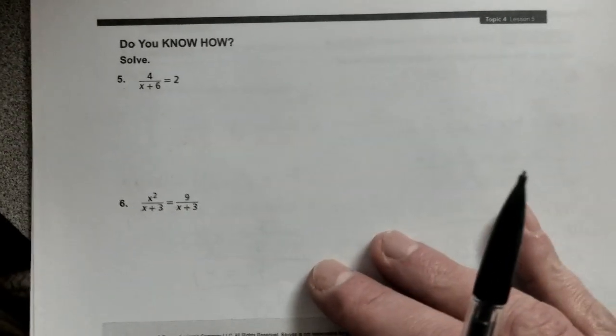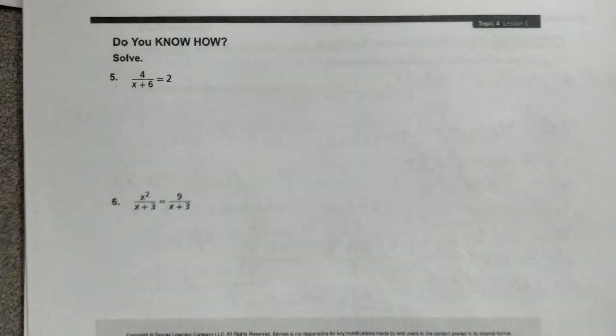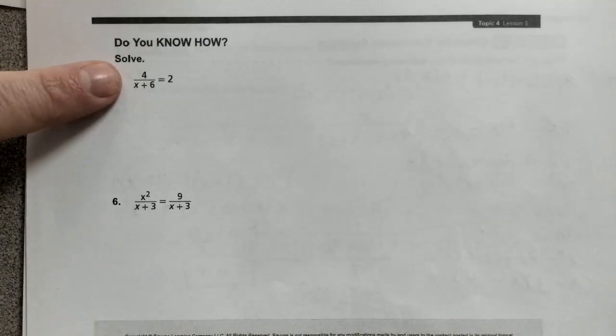All right, let's follow our steps. Multiply by the LCD, x plus 6, for each term. What cancels and what's left over? Austin Mersman, on this guy here, what's our LCD? X plus 6. Very good. Multiply x plus 6 on both sides.